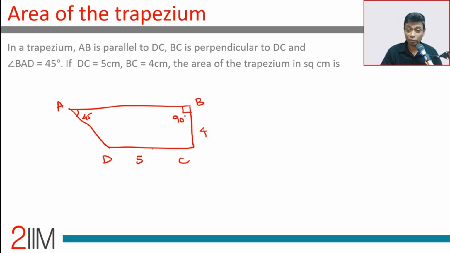Wonderful. We want to find the area of the trapezium. Brilliant. I'm going to mark an E here, which makes this a rectangle. This is 4, this is 5. This is 4 into 5, 20.